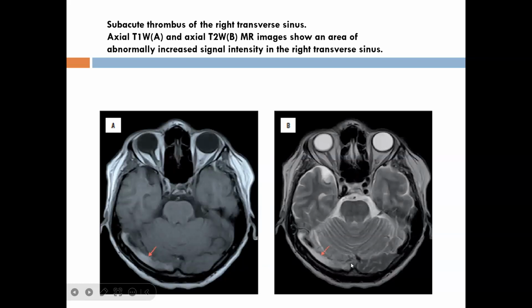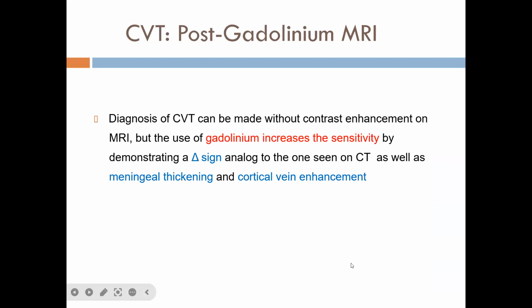Okay. Next slide. Let us come to the contrast MRI. Here you can see some meningeal thickening signs or meningeal enhancement sign, tentorial enhancements, and dense triangle sign also you can see, as you have seen in the CT scan. Next slide.